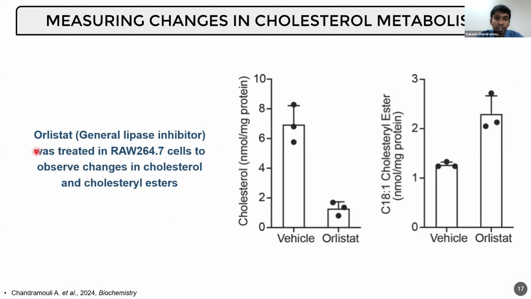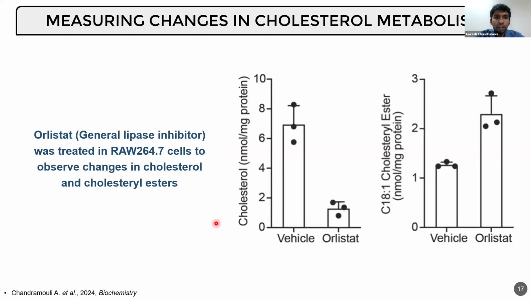So we used this drug and treated RAW cells to inhibit any active cholesterol esterases if present in these cells, and if this is done, we could see a clear increase in cholesterol ester levels. And here I am showing a representative image of C18.1 cholesterol ester, which is one of the most abundant cholesterol esters in RAW cells. And here we could clearly see that after treatment with orlistat, the 18.1 species of cholesterol ester increases, whereas cholesterol decreases, showing that our method is capable of identifying changes in cholesterol and cholesterol ester levels with perturbations in the metabolic level.